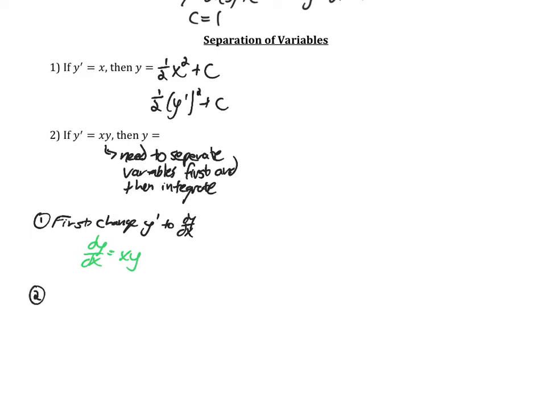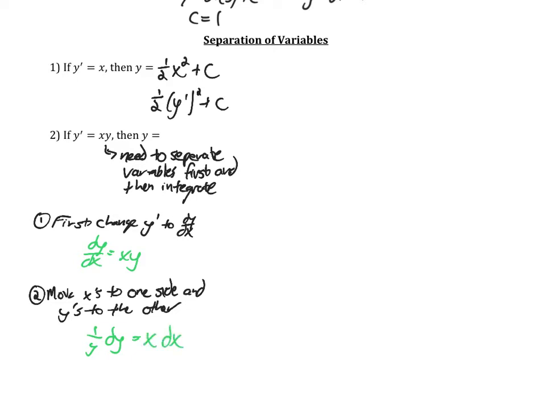Step 2, we're going to move x's to one side and y's to the other. We're going to put all the x's on one side and all the y's on the other side. If I do that in this case, I have to divide the right side by y and multiply the right side by dx. I get 1 over y dy equaling x dx.